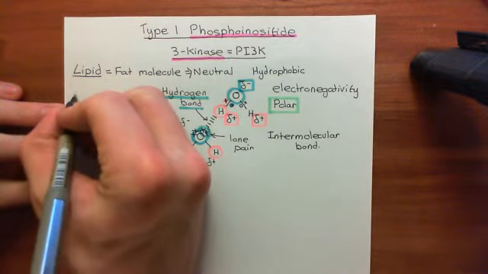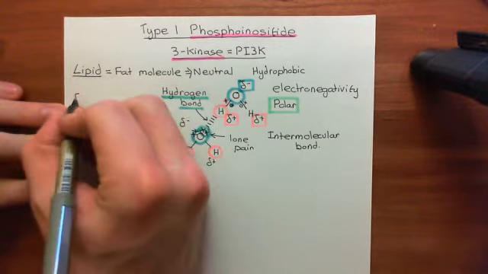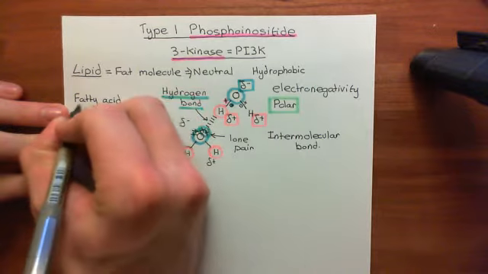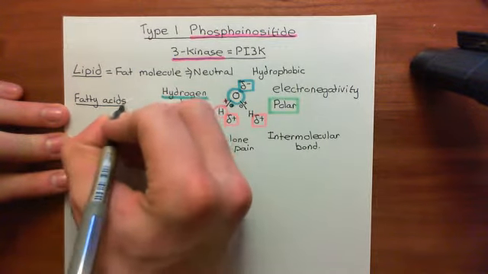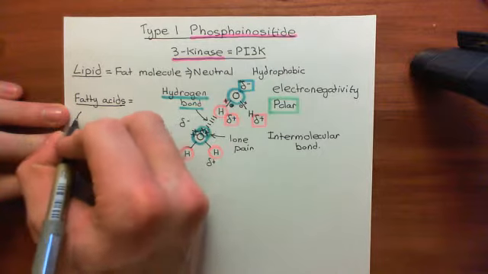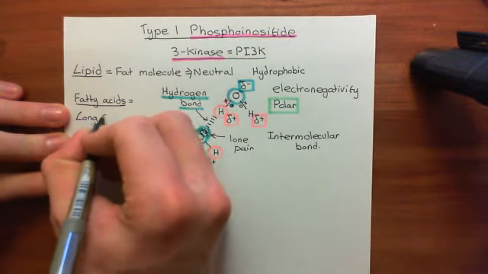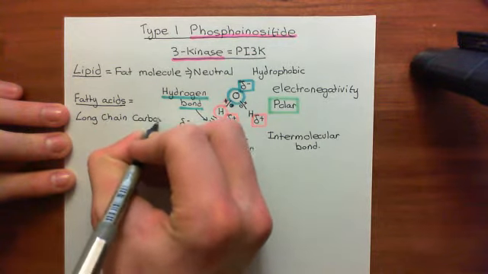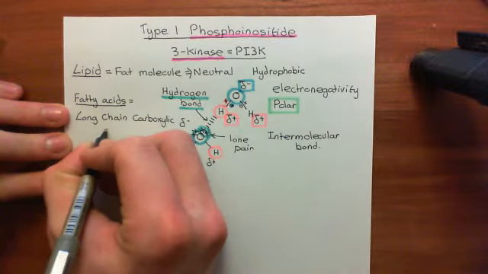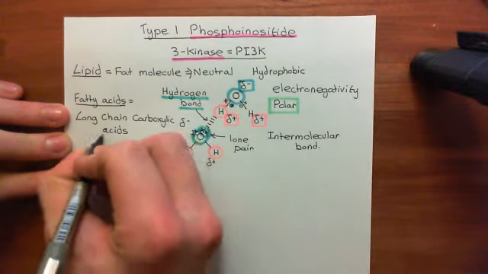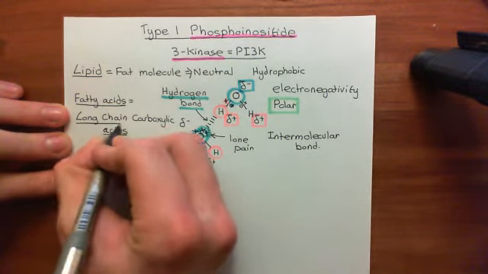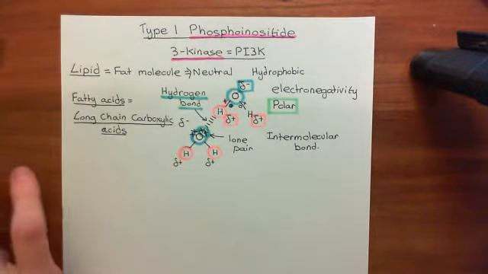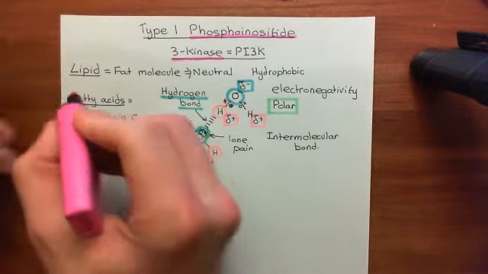There is a large category of fat or lipid molecules which are known as fatty acid molecules. These are also called long-chain carboxylic acids. Fatty acids is the old colloquial biochemist name for them, and the official chemist name is long-chain carboxylic acids. Let me give you an example of a long-chain carboxylic acid. All of these molecules are what you would consider lipid molecules.